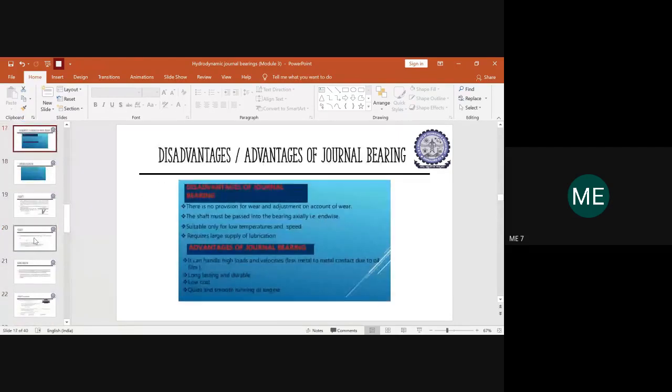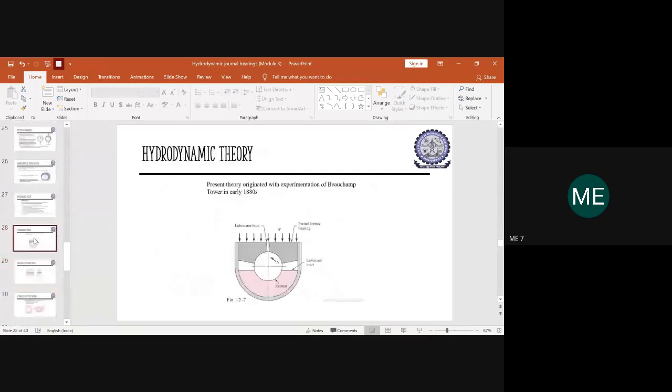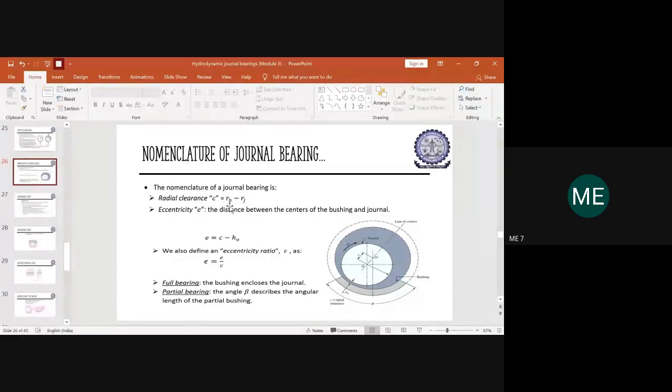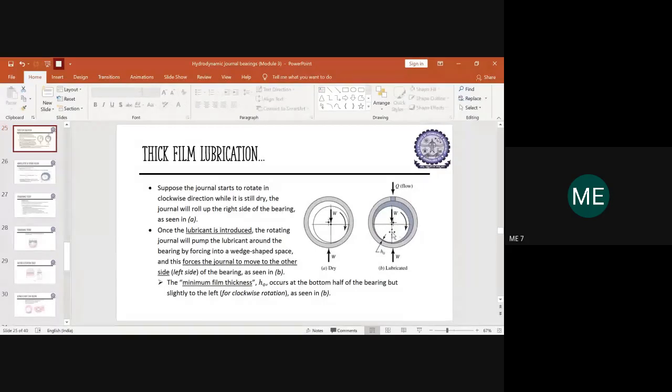Without the oil film, the journal will be moving towards your right, and when you add the lubricant film, it moves towards your left. This is the minimum film thickness, which we call h naught. The value of C is nothing but the clearance between the radius of the bearing and that of the journal. So due to the lubricant film, the journal will move towards your left, while without lubricant it will move towards your right.